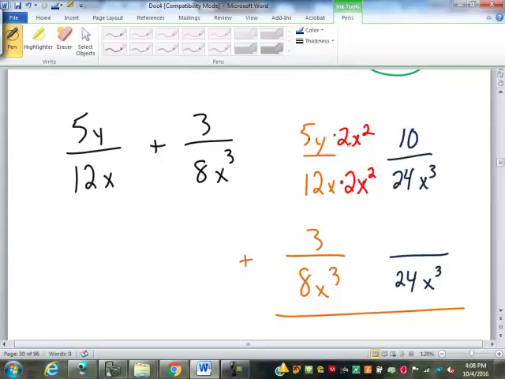5 times 2 is 10. Y times x squared is x squared y. You might ask, could it be yx squared? Yeah, that's fine, but it's just more proper grammar to have them in alphabetical order. So x squared y.